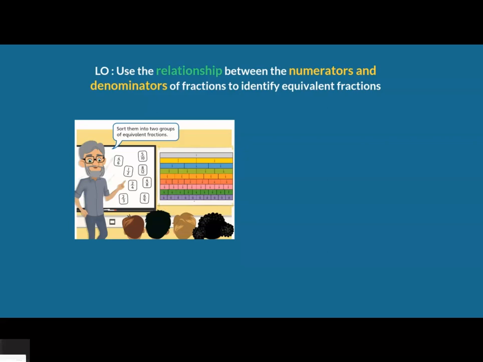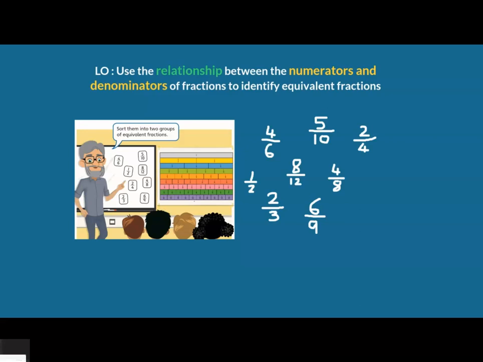Today, we're going to begin to focus more on the relationship between the numerators and the denominators of different fractions to identify whether they're equal or not. I'm going to begin today's lesson by asking the question: sort the fractions in the picture into two groups, and the two groups have to be made up of equivalent fractions.